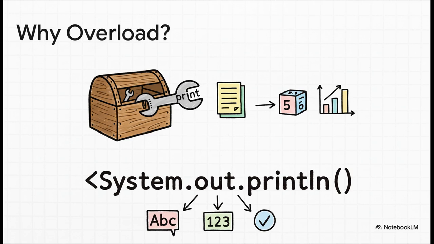Well, it lets us use really simple, intuitive names like print or multiply for all sorts of different data types, which just makes our code so much easier to read. And here's the fun part. You've already been using it, probably without even realizing it. System.out.println is a classic example of an overloaded method that can print strings, integers, you name it.